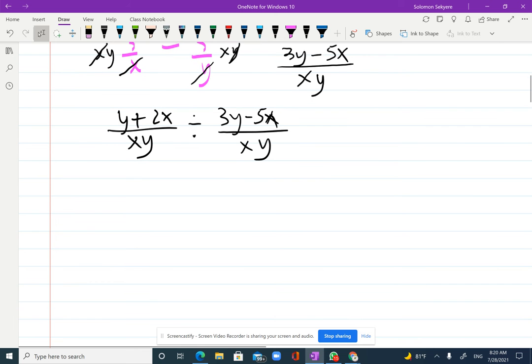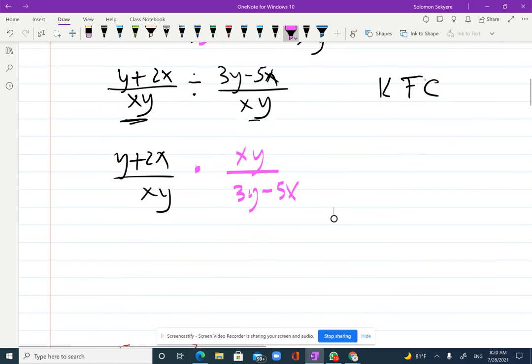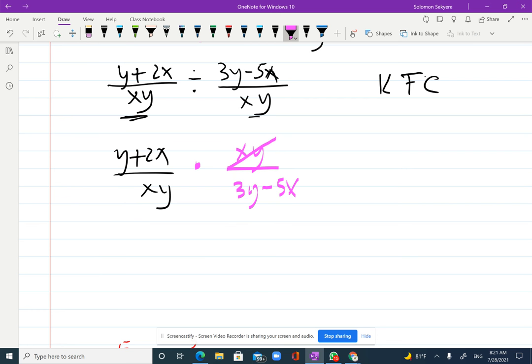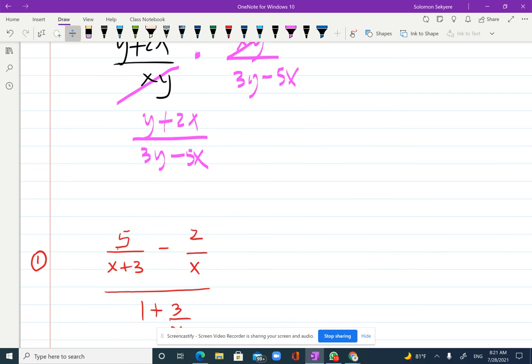You remember this from 5th grade, KFC. KFC: keep, flip, change to multiplication. So y plus 2x over xy, we change this to multiplication. We flip this: xy over 3y minus 5x. This is multiplication, not x. Now, what do you see? There's xy, they cancel. And what are you left with? You're left with y plus 2x on the top over 3y minus 5x on the bottom. There you have it.